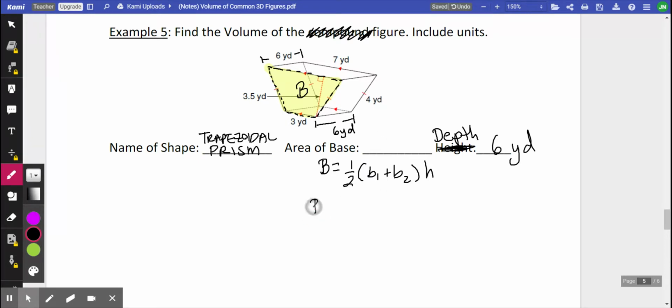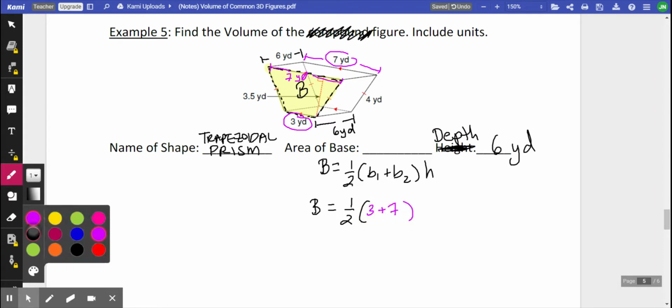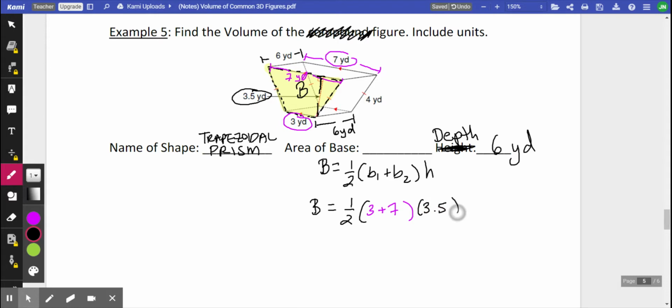Okay, so let's start with finding the area of that base. So 1/2 stays there. Base 1 plus base 2. Base 1 is one of the bases, and base 2 is the top base, which in this case happens to correspond with this 7 yards. That's the distance from here to there, which is the exact same as the distance from here to there. Same thing, I just moved it over forward so you guys can see it better. So I'm going to be adding the 3 and the 7, so 3 plus 7 yards, and multiply that by the height. Well, the height is the distance from here to there, which corresponds to 3.5 yards. So from here to there, that is the height of the trapezoid, which is 3.5 yards. So multiply this by 3.5 when you're done with it.